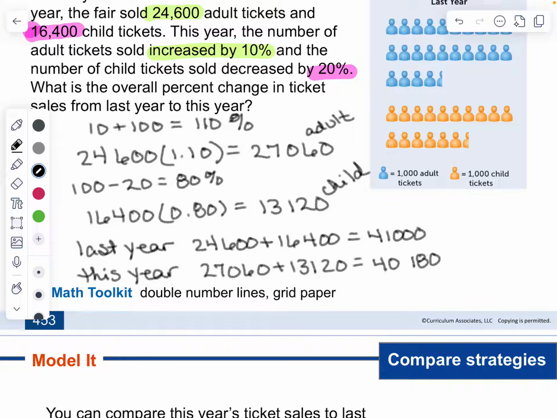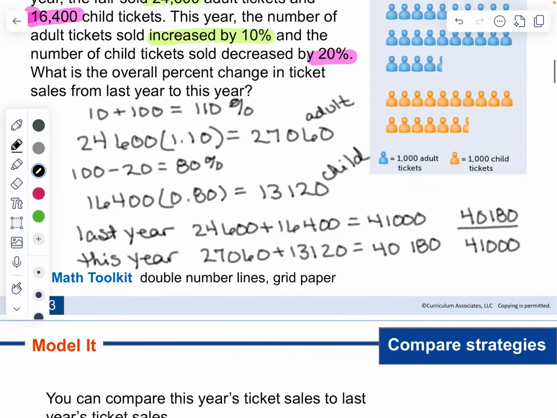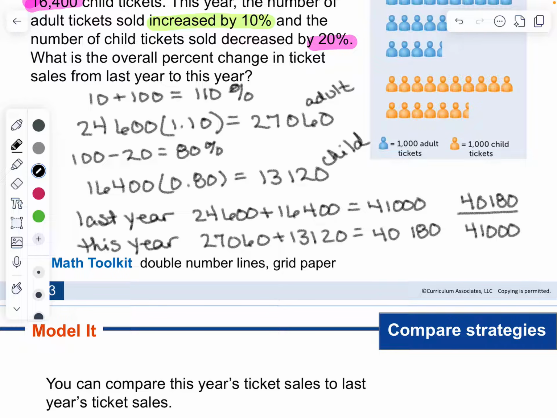So for percent change, if you remember, we can do the original amount in the denominator, our new amount in the numerator. When we divide those two, we will have a decimal. So we can multiply that by 100 to get a percent. 40,180 divided by 41,000 is 98%.